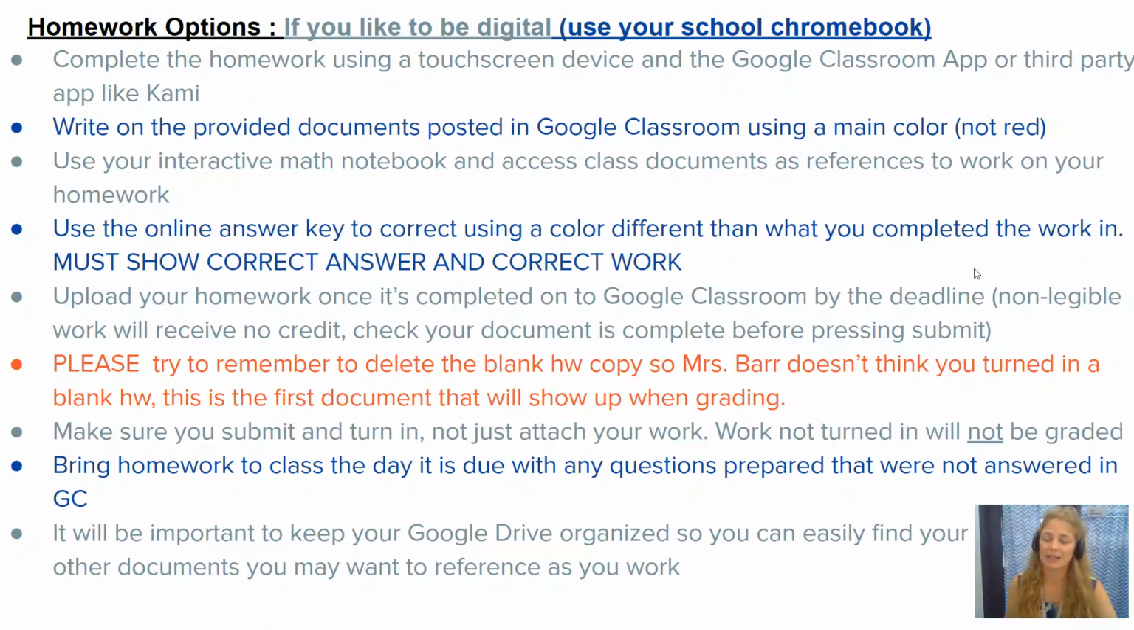So some homework options. I encourage students to use their school-issued Chromebook, using the touchscreen device like the Google Classroom app or Kami, doing their work, correcting it, turning it in. Double check that what you are submitting is completed so that you get full credit.